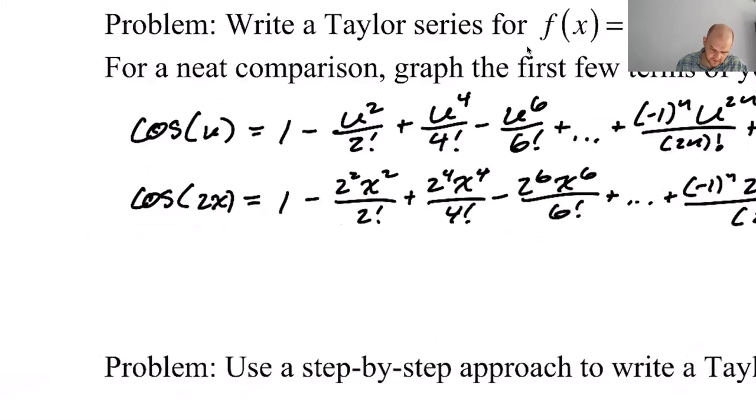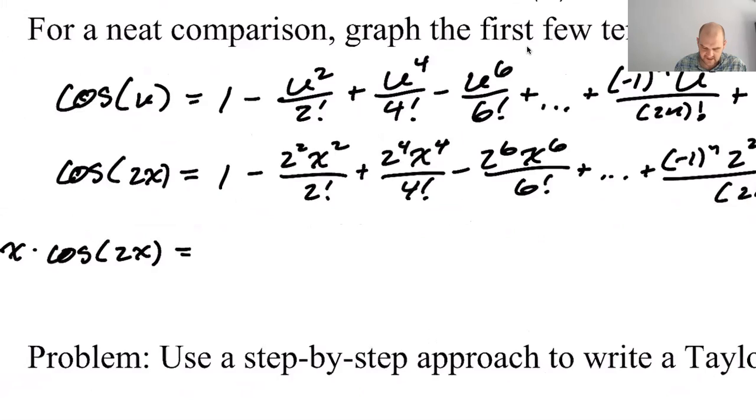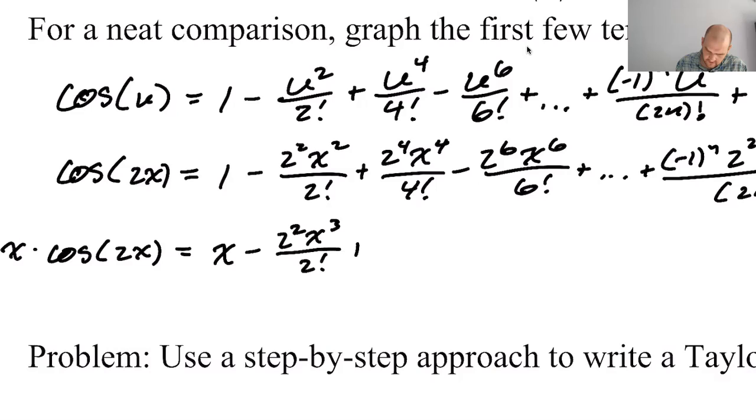So x times cosine of 2x. I refer to this as building a series. We're going to build it a piece at a time, multiply everything you see by x. That's how the distributive property works. So this is x, 2 squared x cubed over 2 factorial, 2 to the 4th x to the 5th over 4 factorial, and then 2 to the 6th x to the 7th.